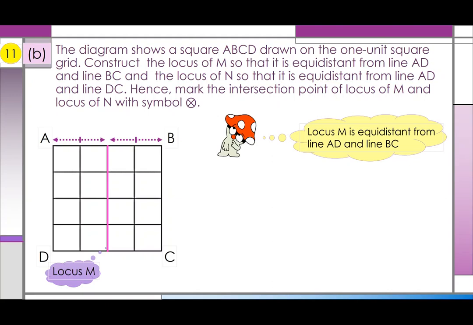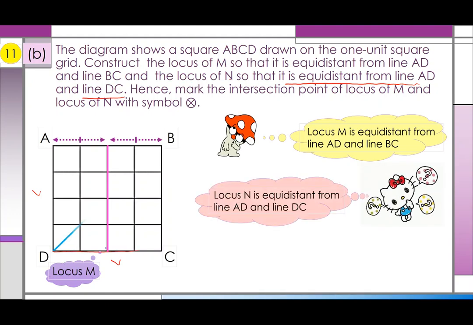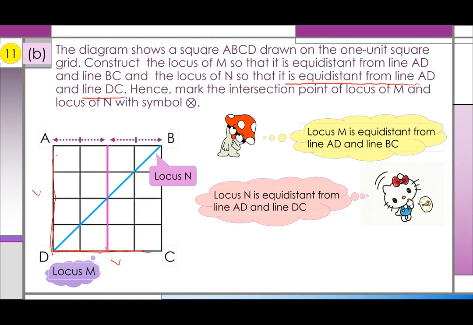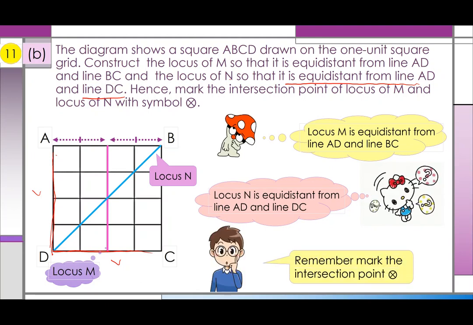So two lines become one line in the middle. Okay, locus N is equidistant from line AD and line DC. AD is here, DC is here. Do you see these two lines are intersecting lines? N is equidistant from line AD and line DC, intersecting lines. So we do the angle bisector, that means a line in between the two lines.